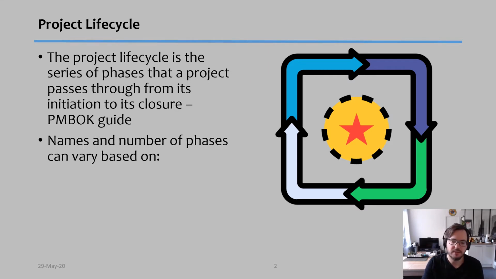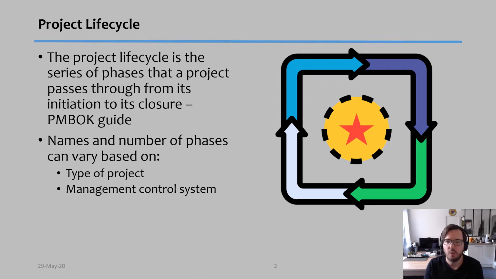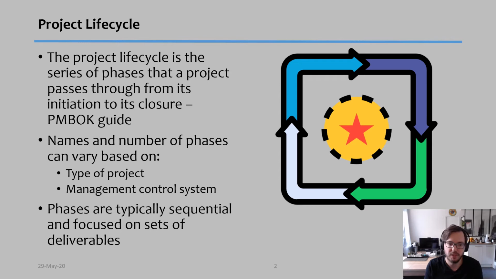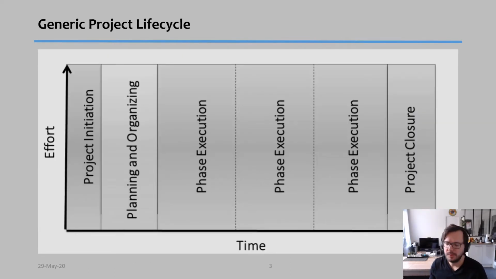And that means that different projects might have a different number of phases or different names for those phases. It will depend on what type of project it is and what type of control system we use. But phases are typically sequential, which means that one comes after the other, and normally they're focused on a set of deliverables. In other words, a set of things that we must deliver by the end of the project. So typically, there are a couple of phases that are the same for every project and others that are different, correct?